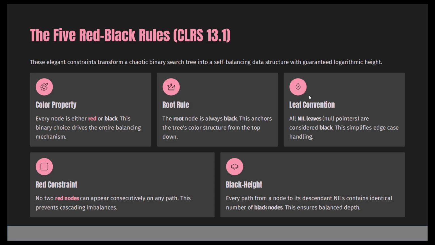5 rules of red-black trees. Red-black trees follow 5 important rules that keep the tree balanced. These rules convert a normal binary search tree into a self-balancing data structure. Let us go through them one by one.